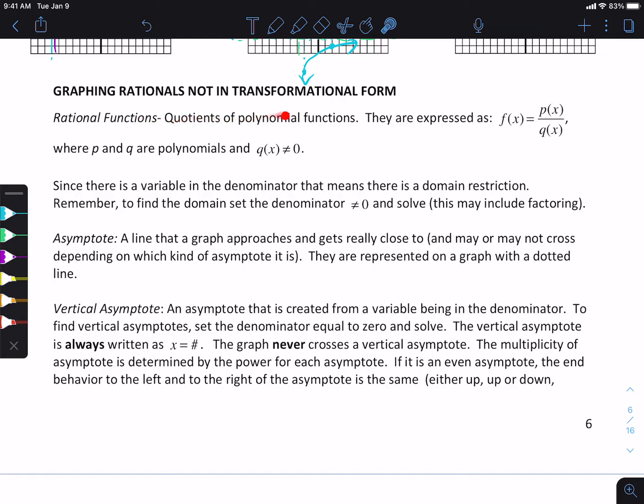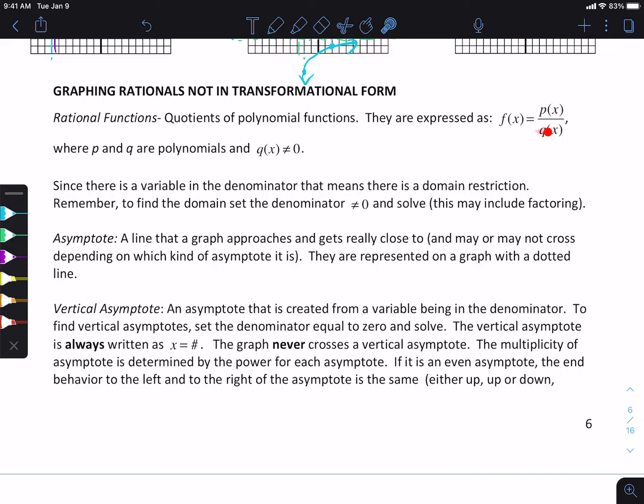So when we have rational functions, it's really quotients of polynomial functions. So I have a polynomial function on top and a polynomial function on the bottom. Both p and q are polynomials, and I am dividing the two of them. Notice we have this specification that q of x cannot equal 0. That's because q of x is on the bottom, and remember, we don't divide by 0.